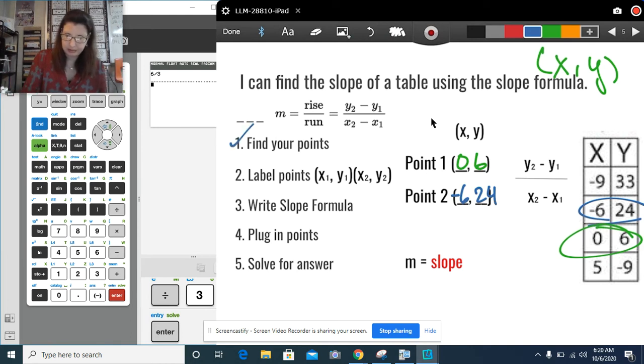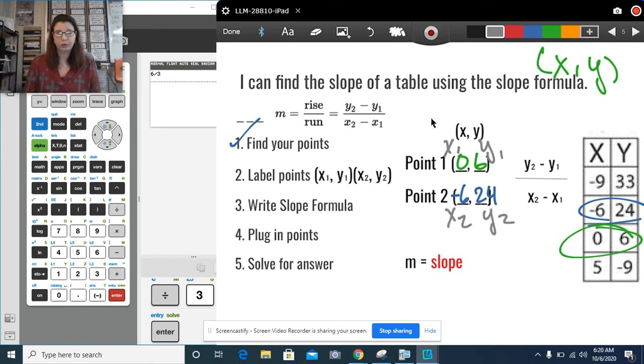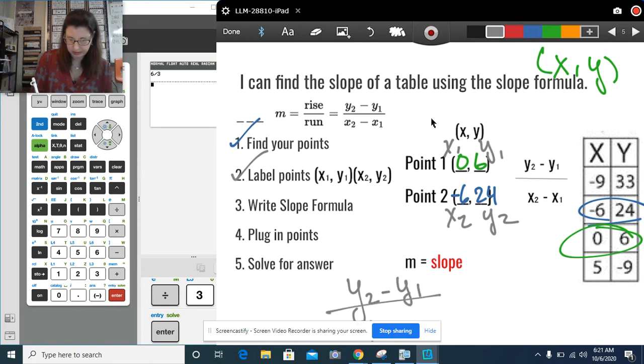I need to label them. So this, because I chose this one as point 1, x1, oh, not x. The second one is not an x. The second one's a y. y1. So I've got x1 and y1, and now I need to pick x2 and y2. And these are those numbers there, -6 and 24. So I've labeled my points. Next, I'm going to practice writing the slope formula, y2 minus y1 over x2 minus x1.